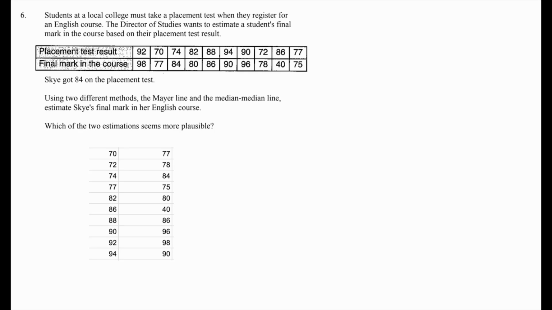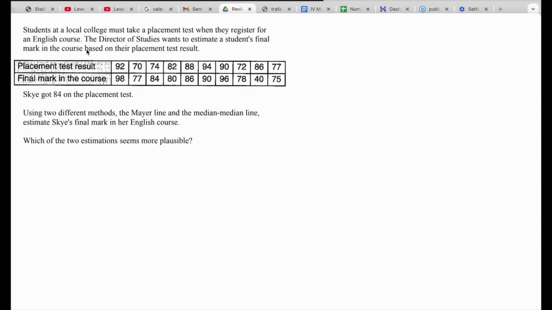Question number 6. Students at a local college must take a placement test when they register for an English course. The director of studies wants to estimate a student's final mark in the course based on their placement test results. Sky got 84 on the placement test. Using two different methods, the Mayer line and the median line, estimate Sky's final mark in her English course. Which of the two estimations seems more plausible?